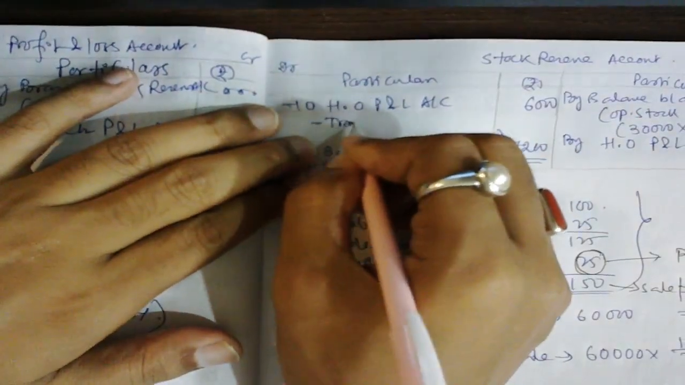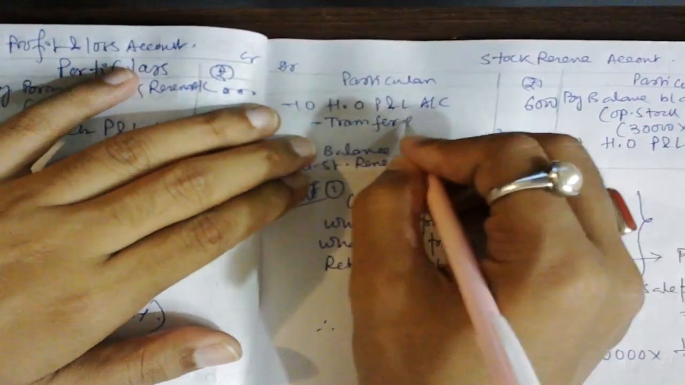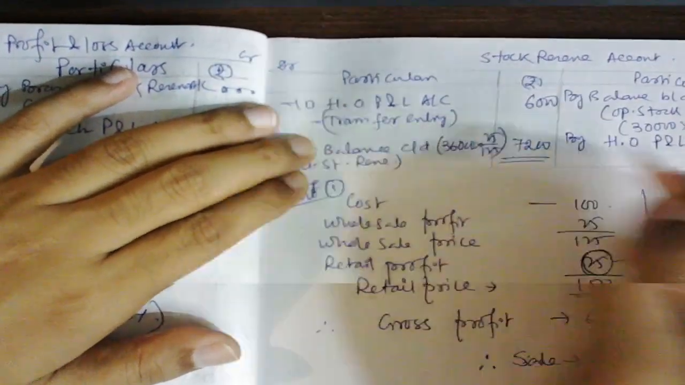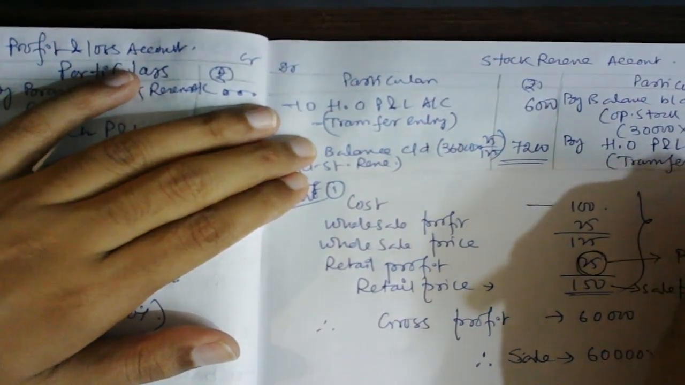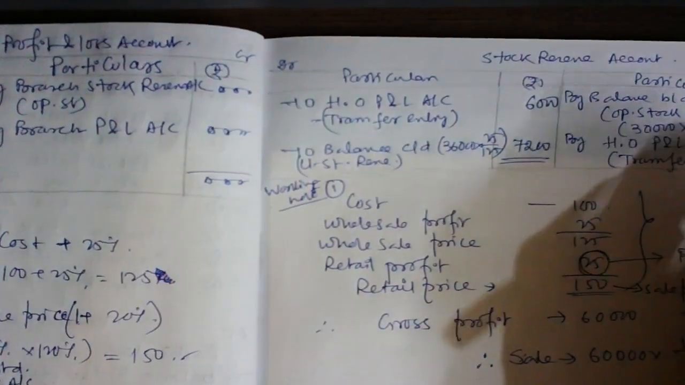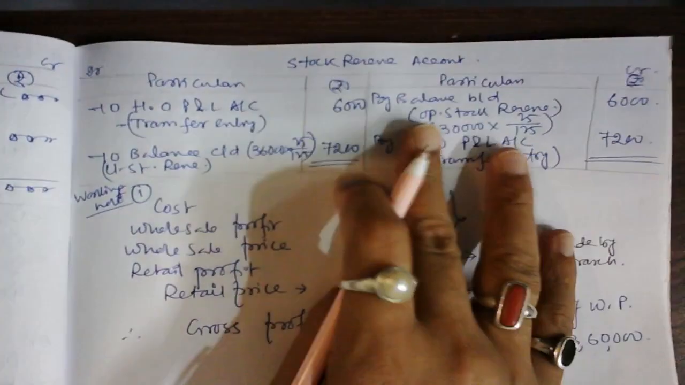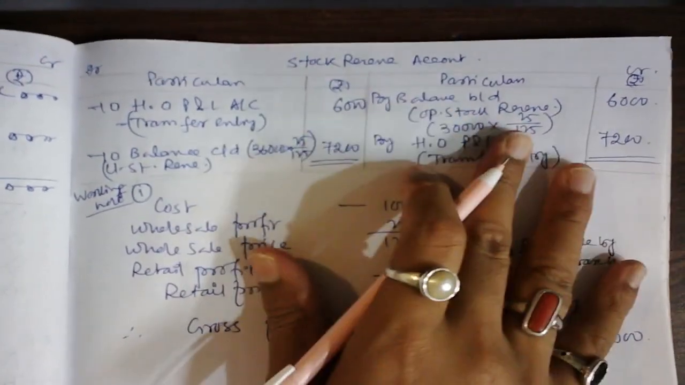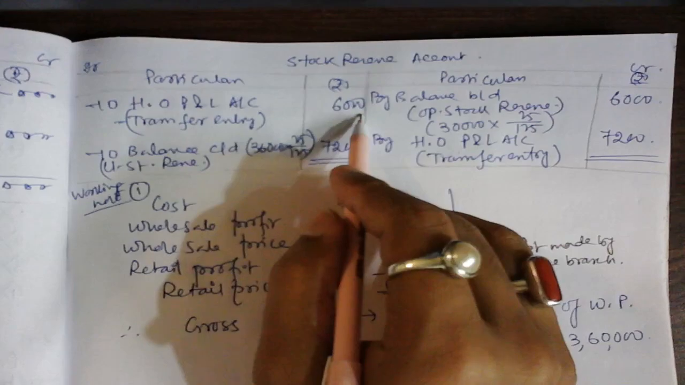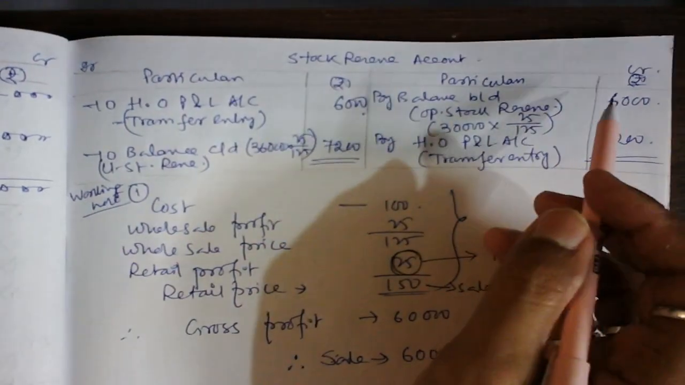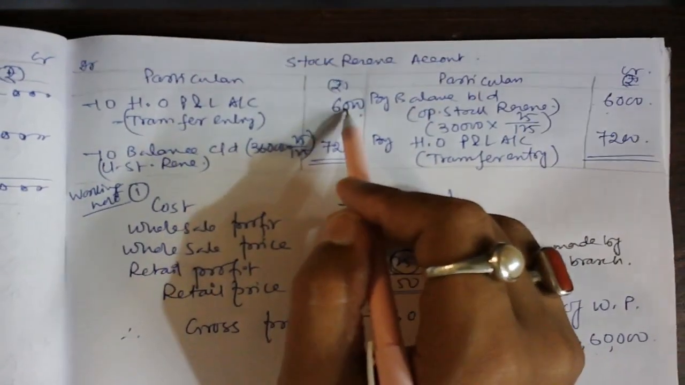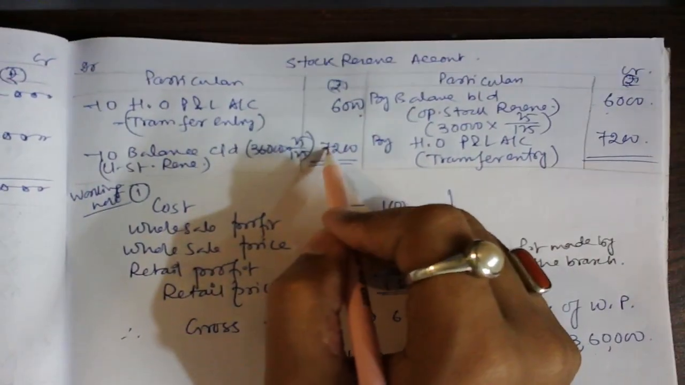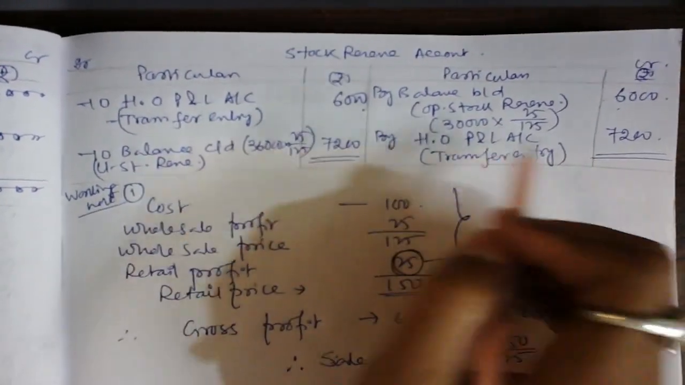Here it is a transfer entry. Perfect. Achha, sorry. See here, it's done. It's a transfer entry. This one, 6,000. See, this balance has to be transferred to the HO P&L. So that's why I make an opposite entry and transfer it to the HO P&L. And this closing stock reserve also has to be transferred to the HO P&L. That's why I made the opposite entry.